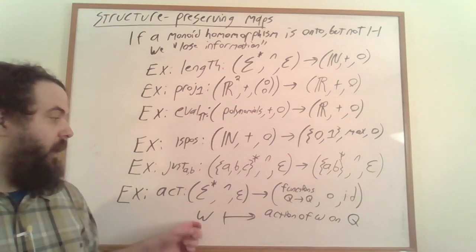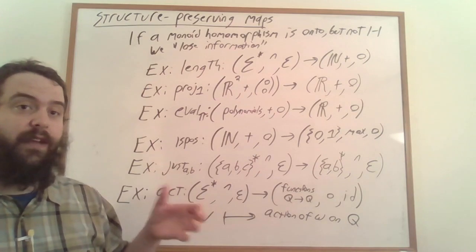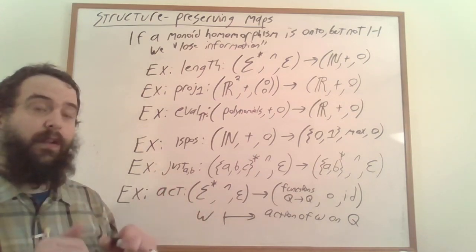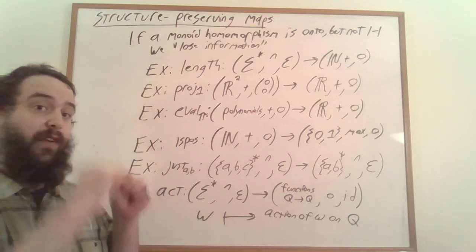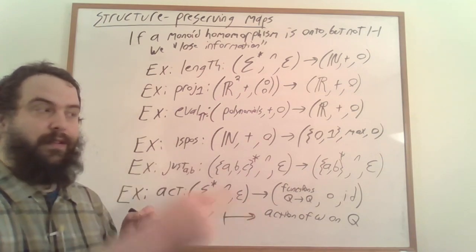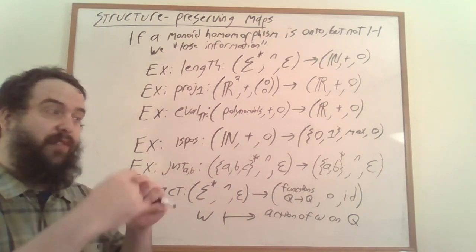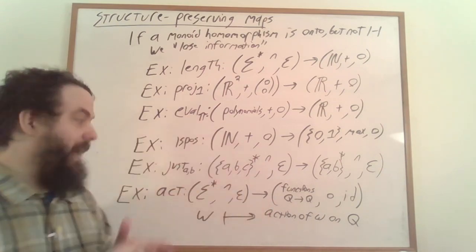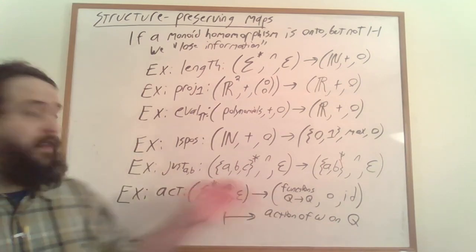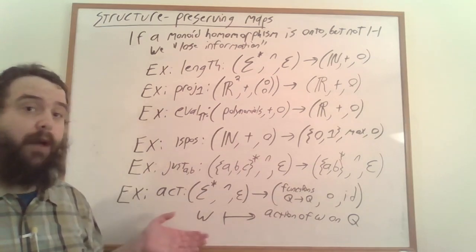Remember that our words act on the set of states. We can treat them like functions on the set of states. That is, if you type in a particular word, it takes the state that you started out in when you started typing that word to some other state, the state when you finish typing that word. This creates a function from states to states, and that's what we call the action of W on Q. And so we can turn words into those corresponding functions. And again, you can verify that this function here is a monoid homomorphism.